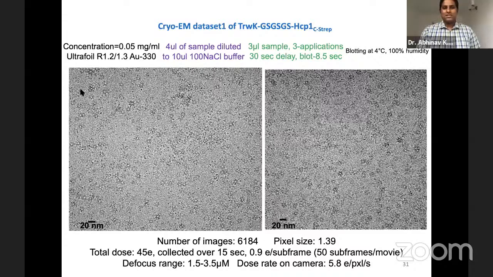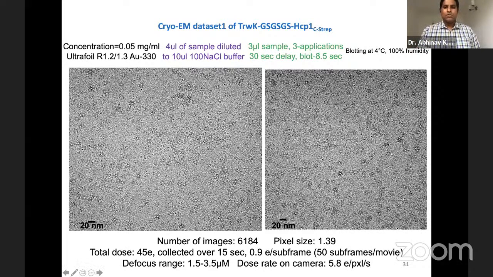So basically what we do is we have the grids, which have a very thin layer of ice in which the particles are vitrified, as I had shown earlier in the animation. Once you have the grids which have the vitrified ice with the particles in them, but in random orientations, we put that grid into a cryo-electron microscope, a transmission electron microscope called the Krios, which is the one that we use to collect data. And then you get these sort of images where these tiny dots that you can see here are the particles, or the protein, which is vitrified in different orientations in the ice. Now the question is, how do you get the structure from this?